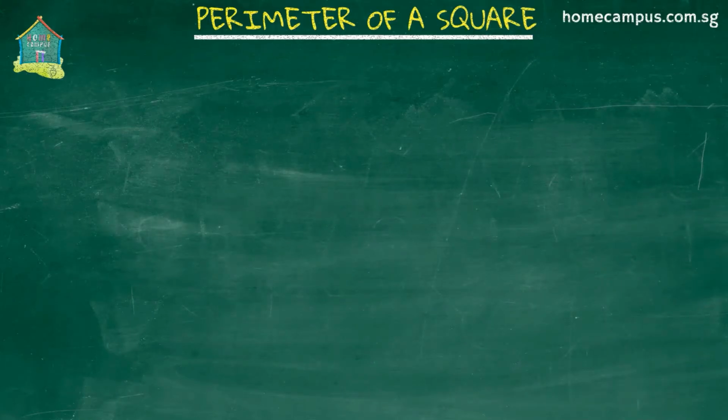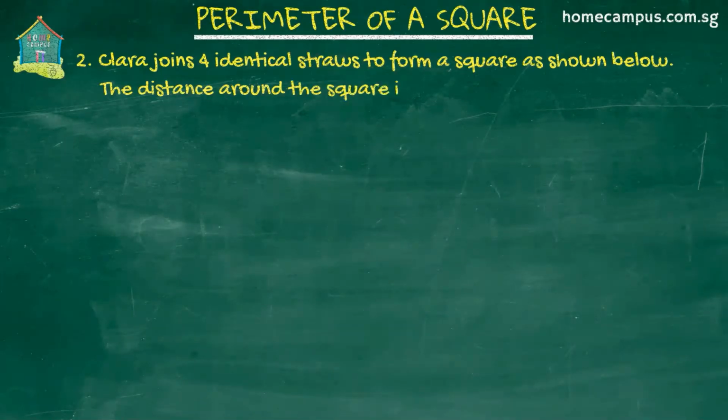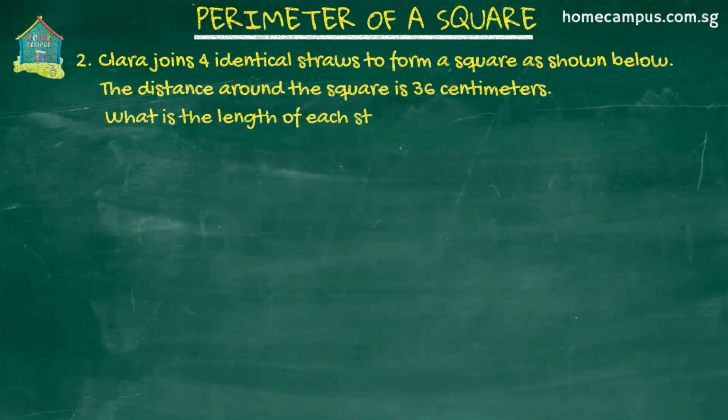Here's our second problem. Clara joins 4 identical straws to form a square as shown below. The distance around the square is 36 centimeters. What is the length of each straw?